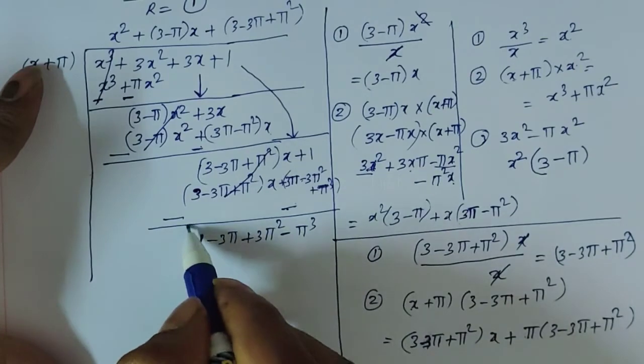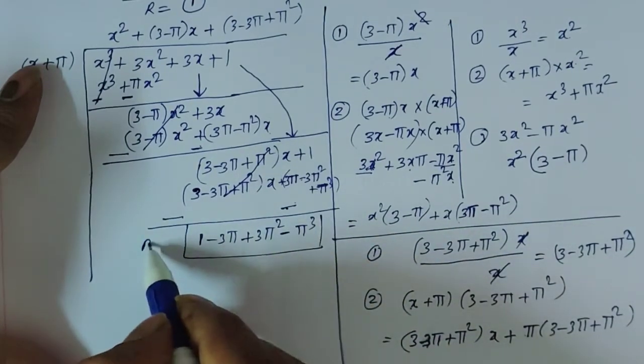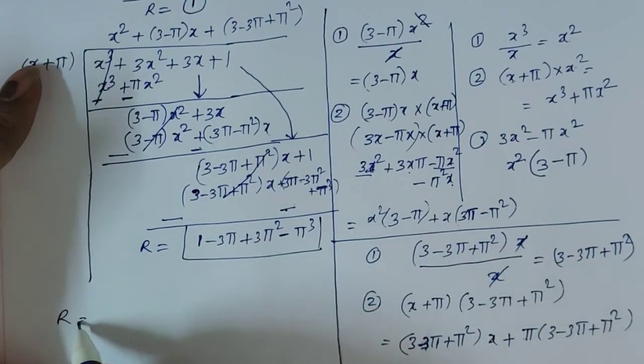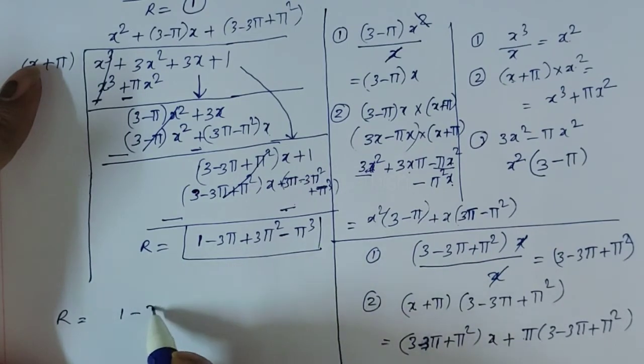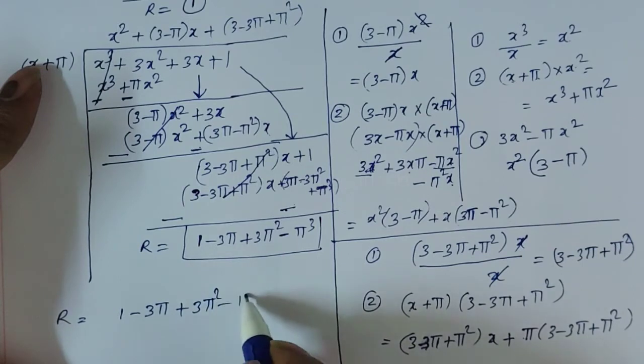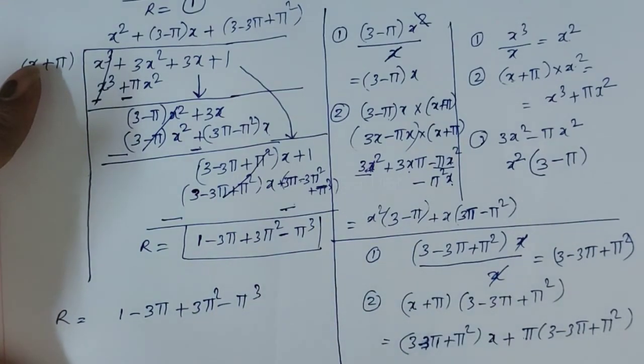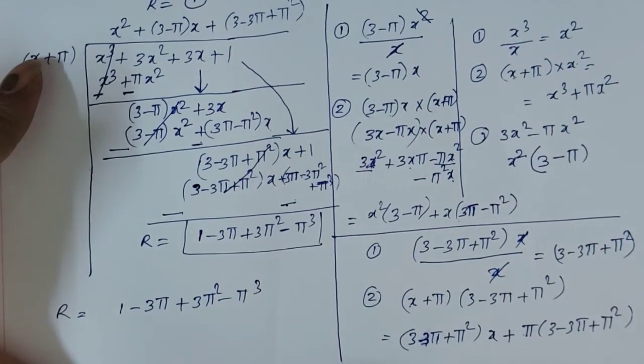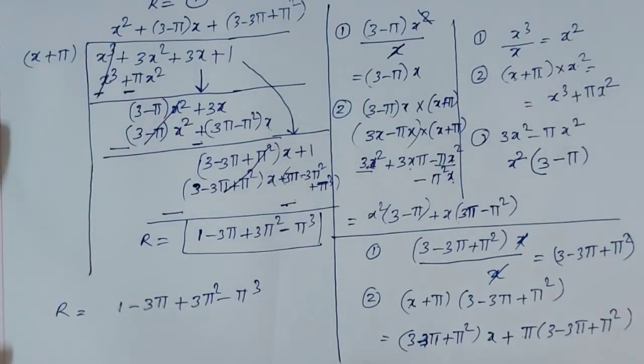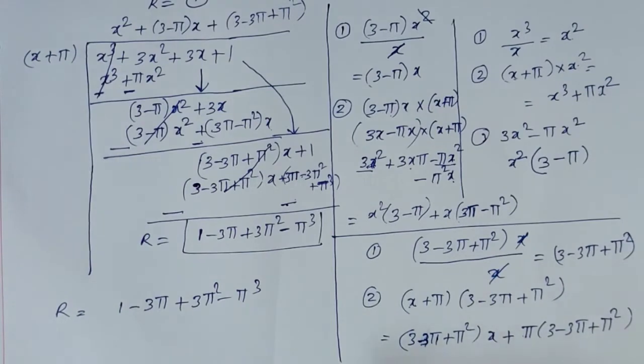So this is the remainder. The remainder for this problem is 1 minus 3 pi plus 3 pi square minus pi cube. So this is the answer. In this way we can solve this kind of problem. So that was the fourth one, and let us move on to the fifth problem.